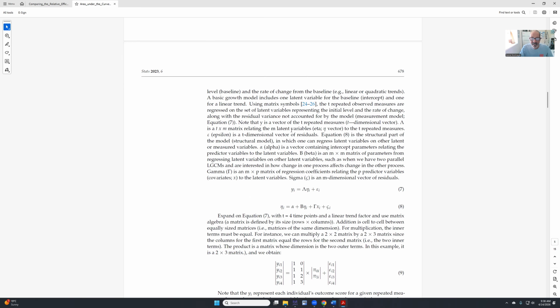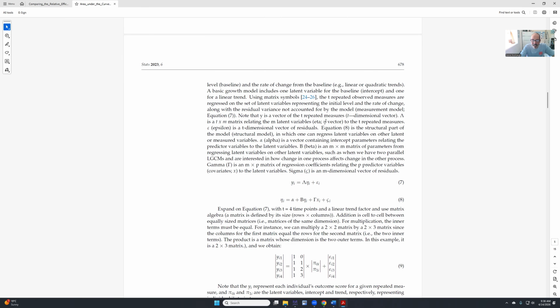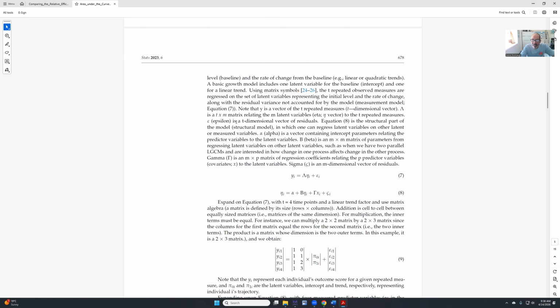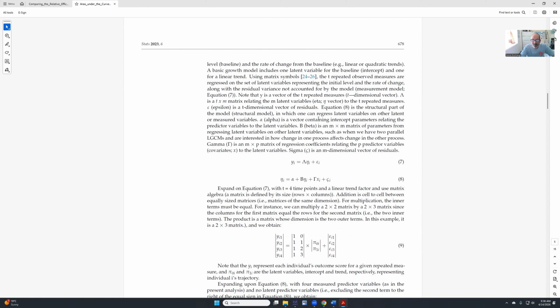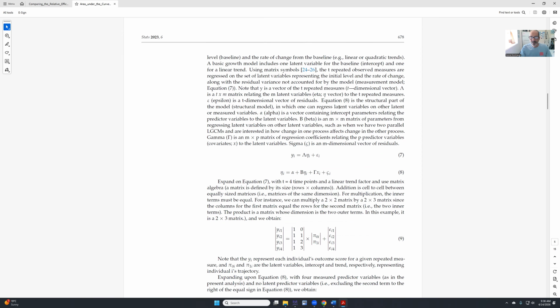Right. And a matrix relating the M latent variables, eta, those are the latent variables. This is the symbol eta, right? The eta vector to the T repeated measures. Epsilon is a T-dimensional vector of residuals. So that's the leftover, the ones that we saw before when we were doing SEM last week, or even when we were talking about exploratory factor analysis. There's always going to be leftover residual that's not accounted for by the latent variables.